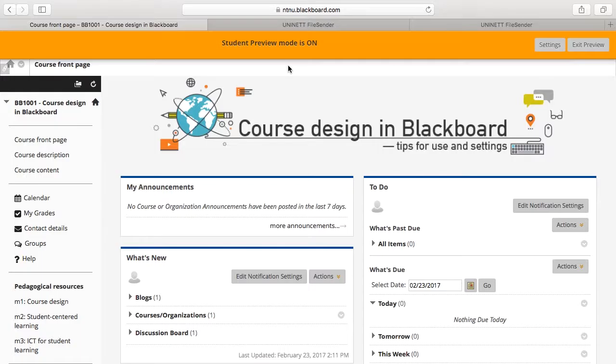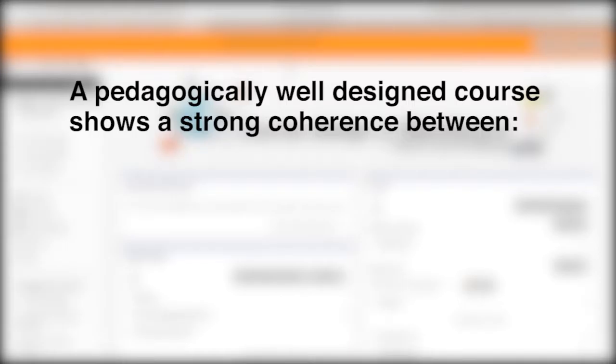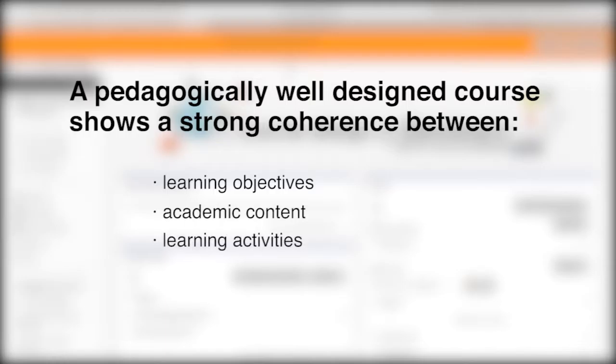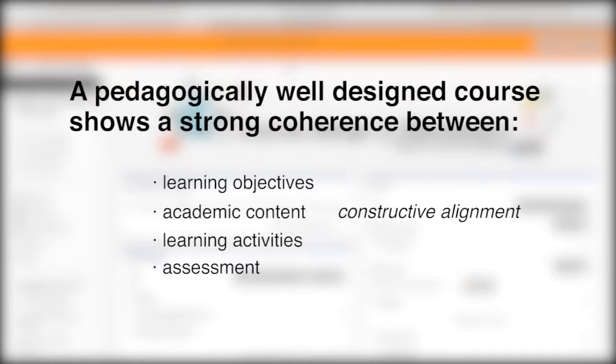A good course design in Blackboard should not only consist of a collection of folders with links. A pedagogically well-designed course shows a strong coherence between learning objectives, academic content, learning activities, and assessment. In academic terms, this is called constructive alignment.